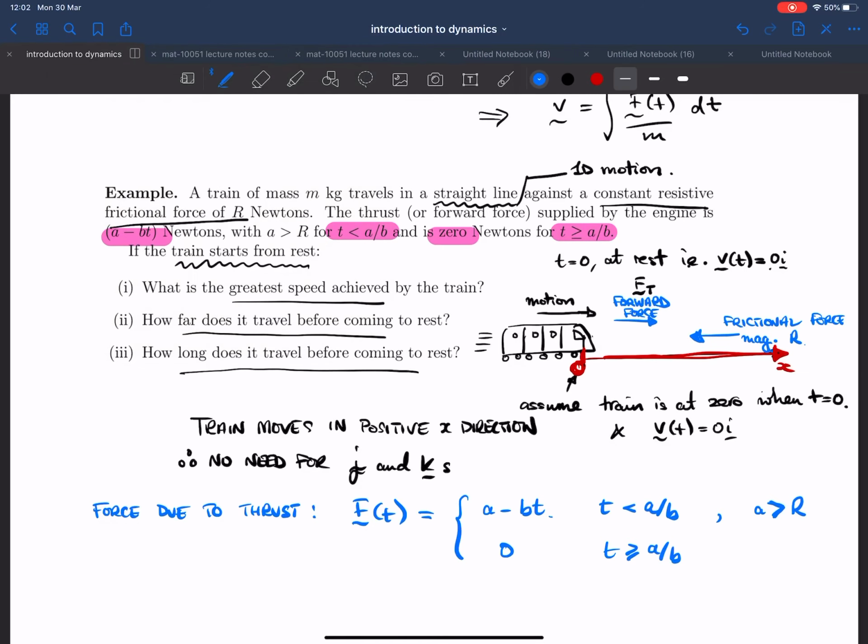I've written a vector, by the way. It's a bit naughty that I haven't done what I usually do. So let's just make this a vector. So it's like this. The i's represent the unit vectors in the x direction, and of course, they're positive. They point in the positive x direction.